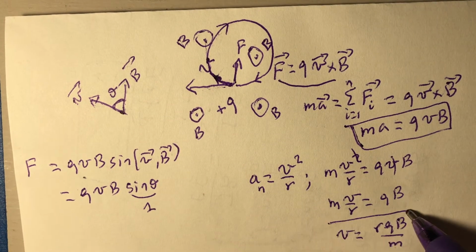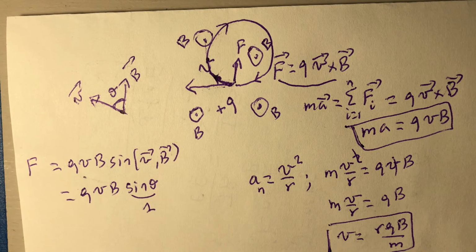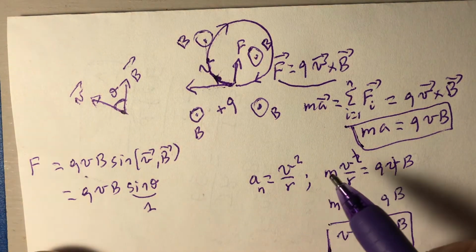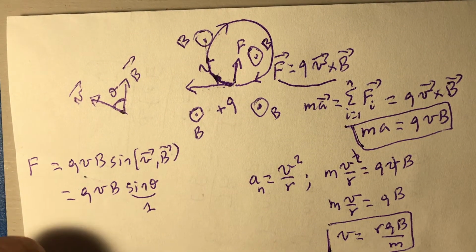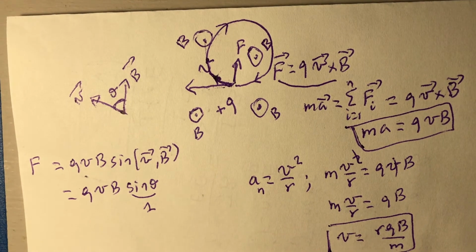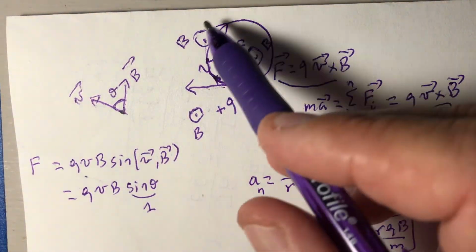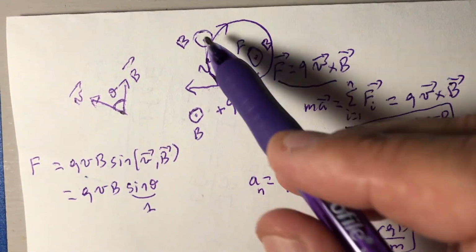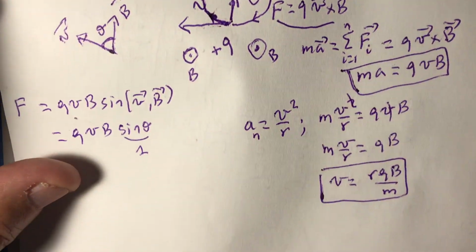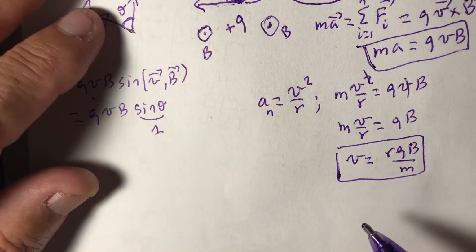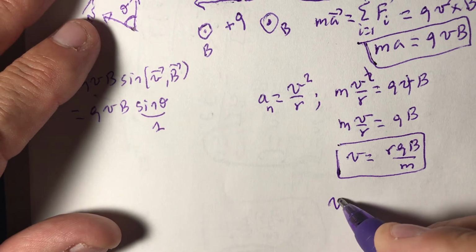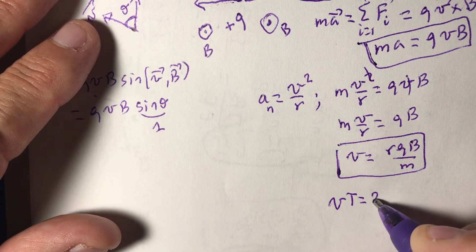Now, you can actually calculate the frequency, how many cycles per second the particle is going to make. So for that, we use this equation: v t is equal to 2 pi r.